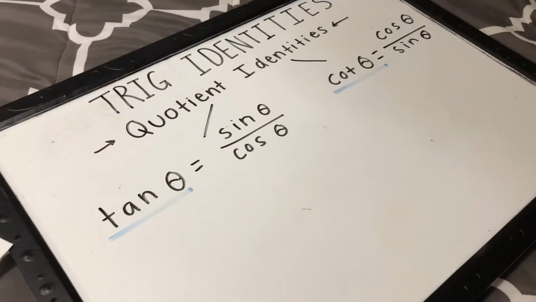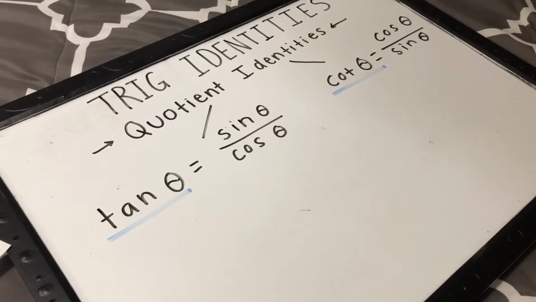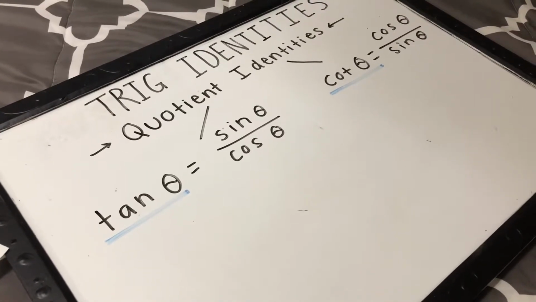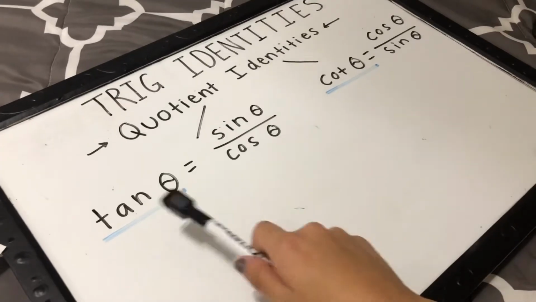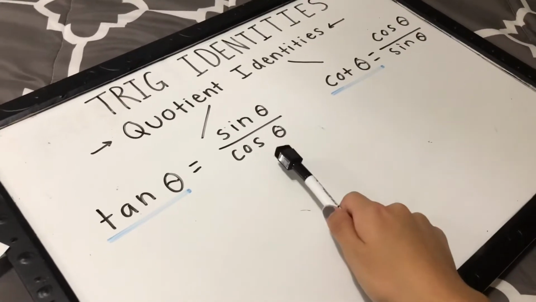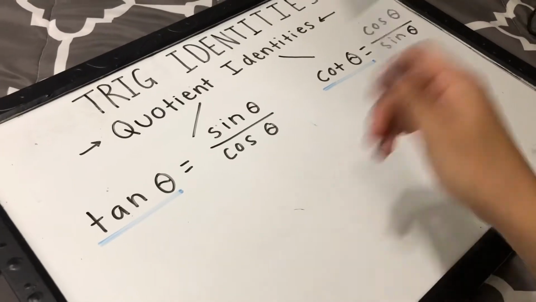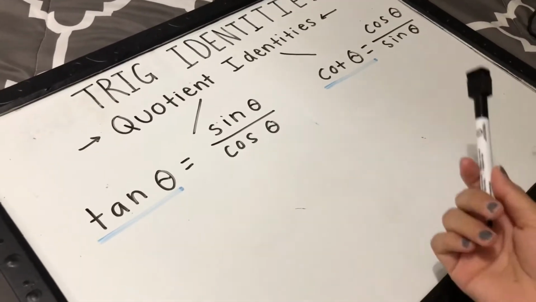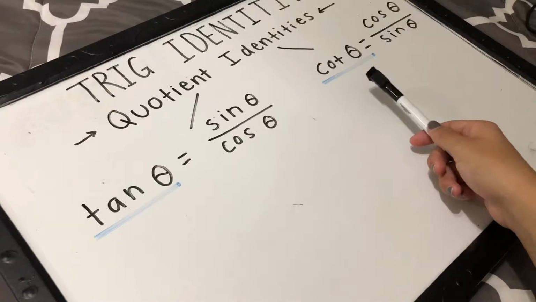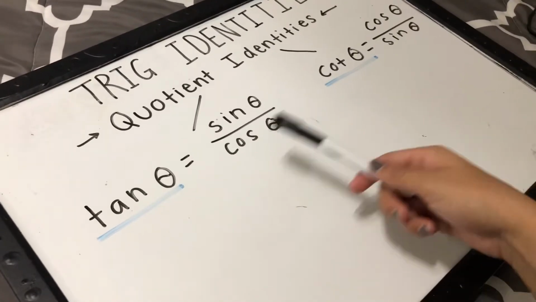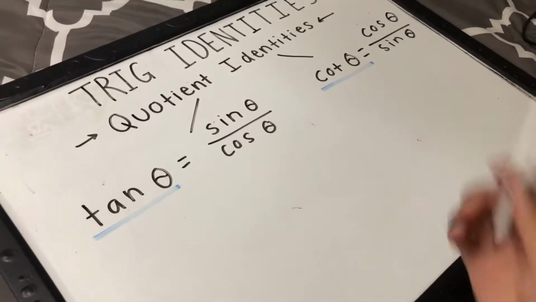I went ahead and just wrote down the two quotient identities that I'm going to be talking about in this video. And the first is tan theta equals sine theta over cosine theta. And if you see here, just like the reciprocal identities, it's the same thing. The cotangent would be the reciprocal of the tangent, and it applies to this identity as well.